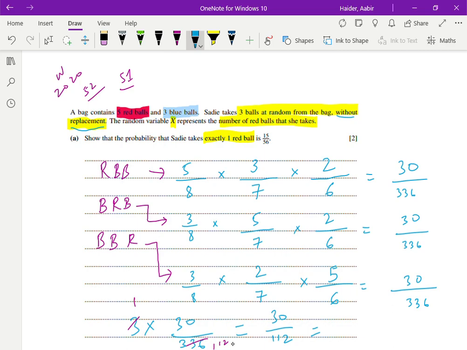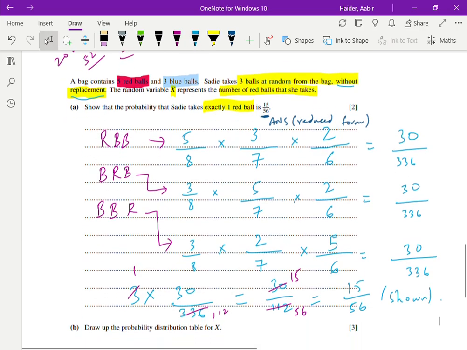If you want to reduce it further, and you will have to, because the answer you can see here is in the reduced form, so you will have to reduce to show it to the examiner that you know how the working came up. Okay, now we have 15, so we should divide by 2. 2 times 15 is 30, and 2 times 56 should give us 112, and that is the final answer for question part A. Okay, now we also have part B.